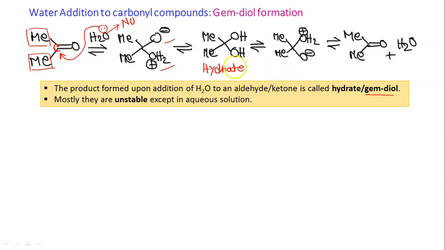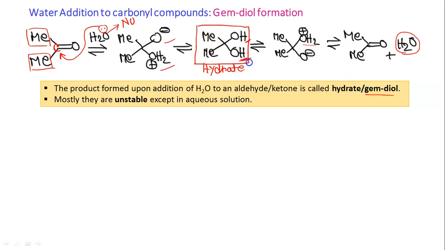Okay, and after this hydrate formation there may again be proton exchange. So now this proton is shifted towards this OH and now this oxygen is positively charged, and again, by removal of water, we are getting our starting material back. Okay, then how do we know whether this hydrate is actually formed in the medium or not?